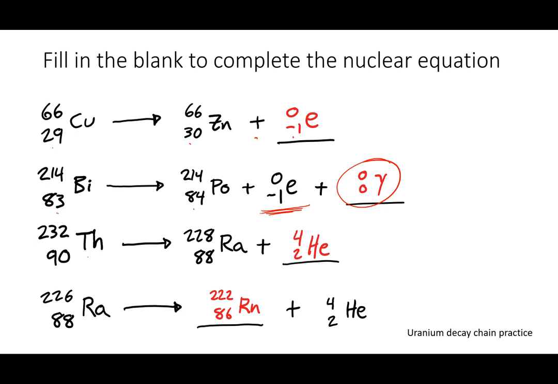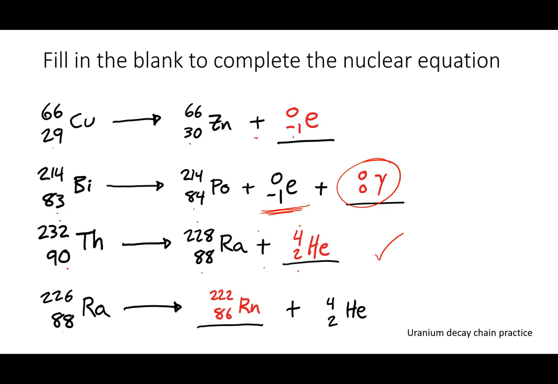Okay, the third one, we have thorium 232. And on the right side, we have radium 228 and an alpha particle. So let's make sure that this works. If we have 2 plus 88, that should equal 90, and it does. 4 plus 228 is 232. So that one checks out as well. And the last one.